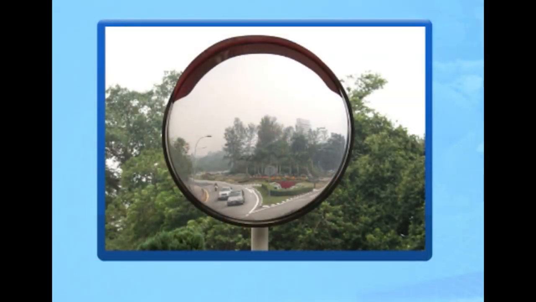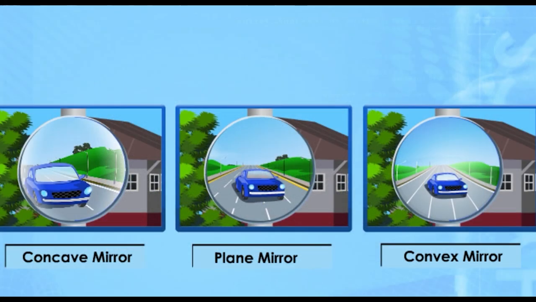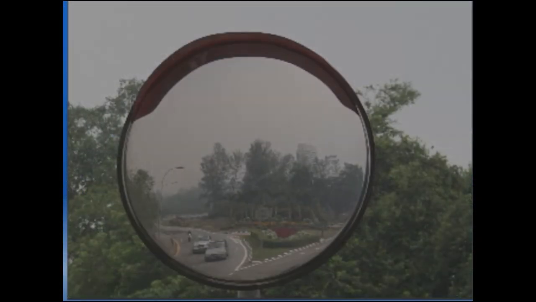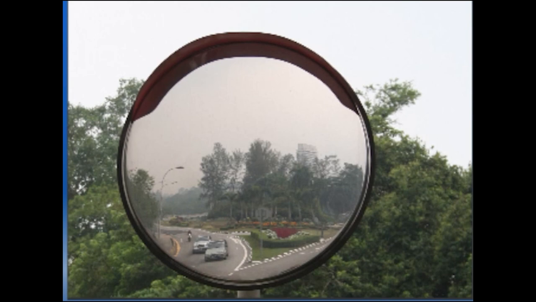Convex mirrors produce diminished images, meaning images that are smaller than objects. It has a wider field of view compared to the plane mirror and the concave mirror. This is why convex mirrors are widely used, especially in road safety, even though the images produced are smaller than the object. Where can you find convex mirrors on roads?